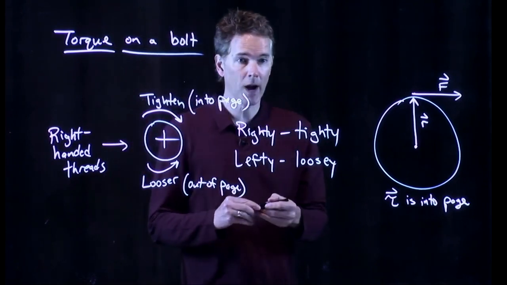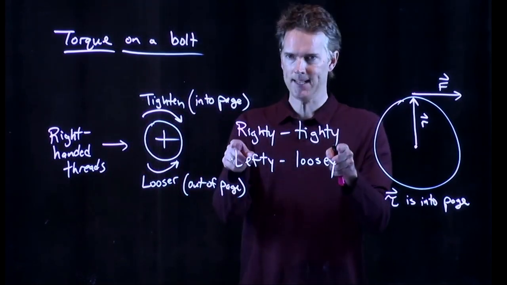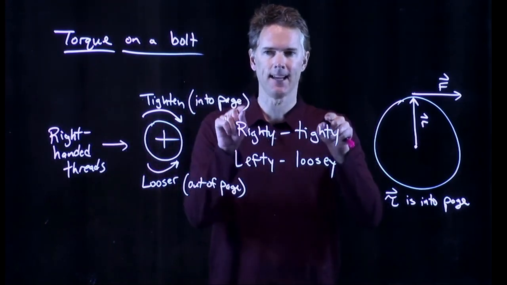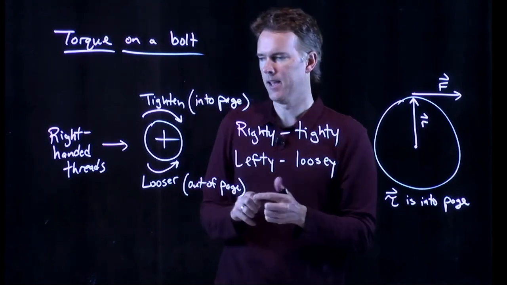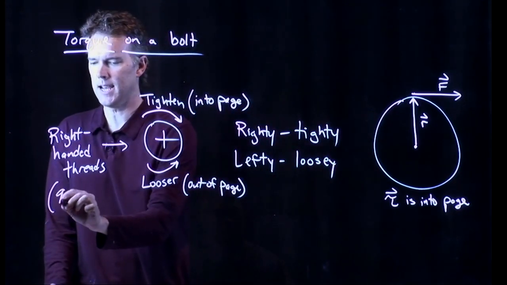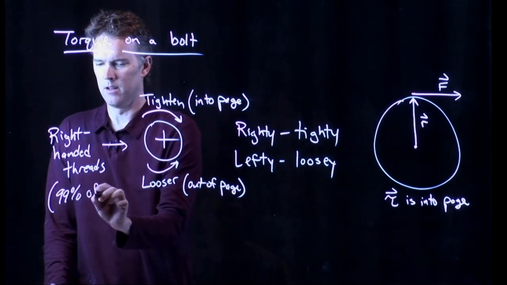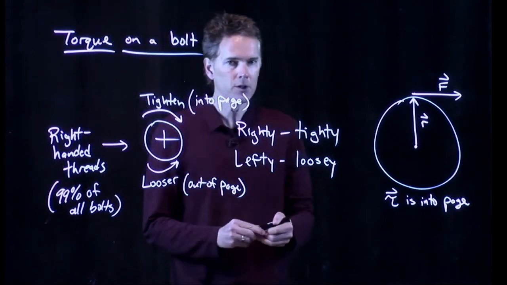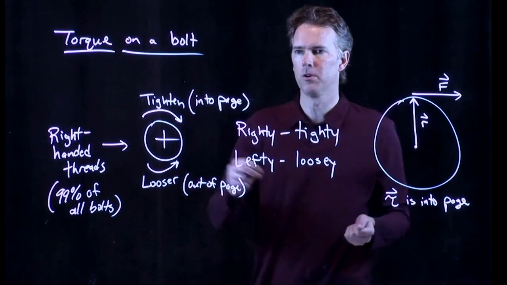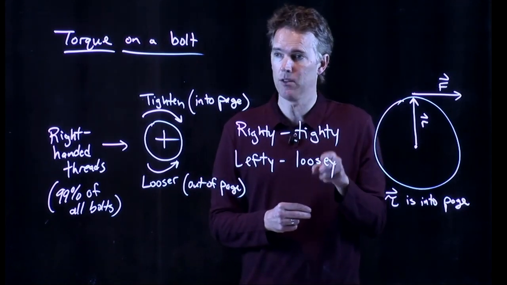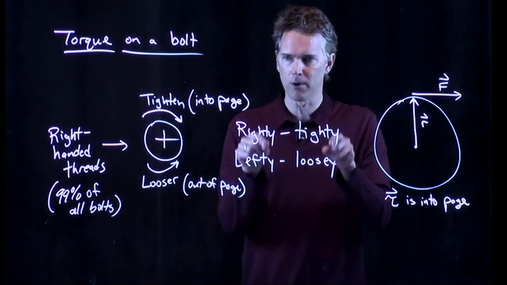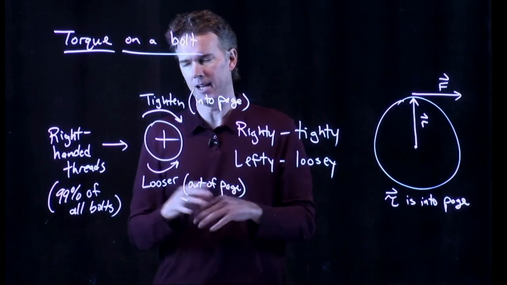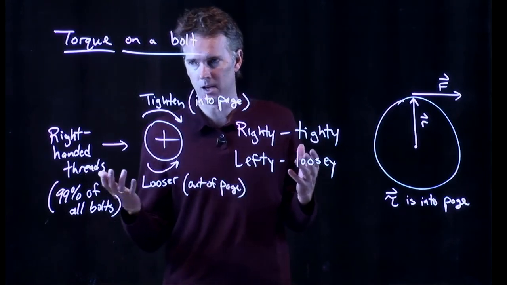And for bolts that are right-handed, this applies. Righty-tighty, lefty-loosey. For bolts that are left-handed, it's exactly opposite. Okay? And this turns out to be something like 99% of all bolts are right-handed. If you go to Home Depot and you buy a bolt or a wood screw or anything like that, it's going to have right-handed threads on it, which means that this applies. But not all of them, only 99% of them. I'm just making that number up, but it's a lot of them, okay?